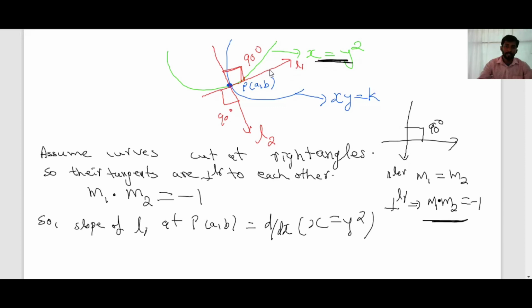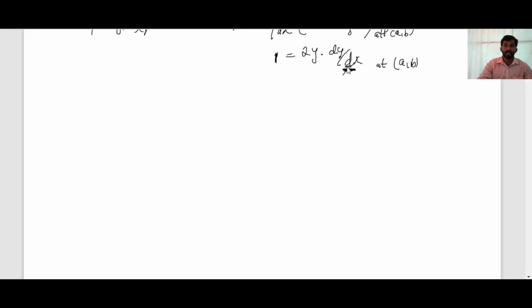Then the slope of this tangent at point P is given by differentiating the curve x equals y square at the point P of (a, b). Differentiation of x is 1, and differentiation of y square is 2y into dy by dx. At (a, b) we want dy by dx, right? dy by dx gives the slope. So dy by dx is equal to 1 by 2y at the point (a, b).